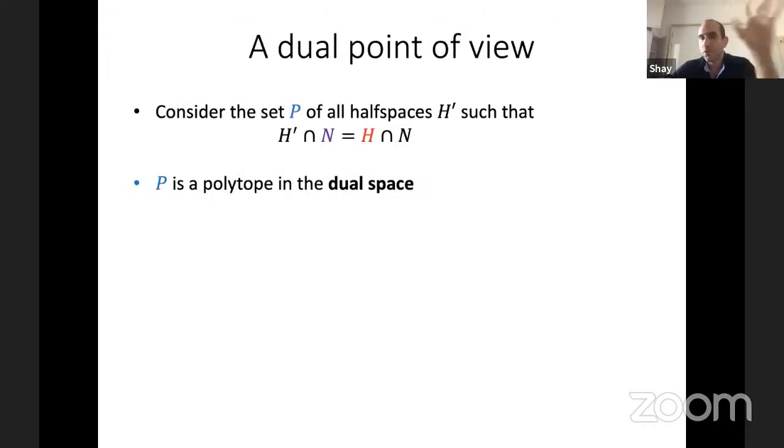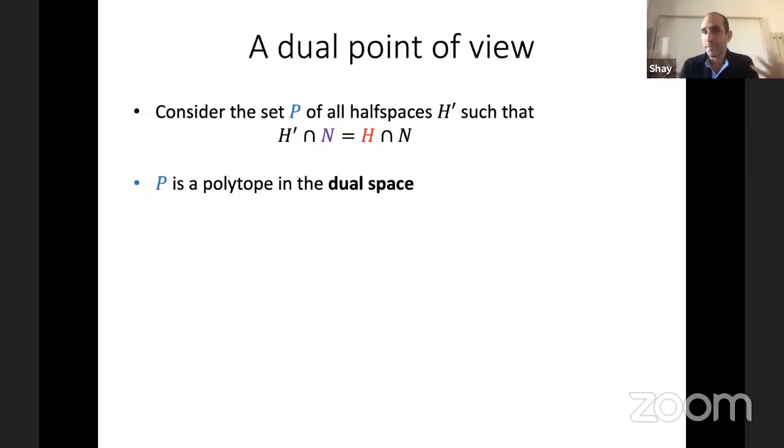Okay, so now we're going to take a dual point of view. This is the only part where we need to concentrate a little bit, because it's always confusing to move to the dual space. So consider the set P of all half spaces H prime, which have the same intersection with N like the input half space H.